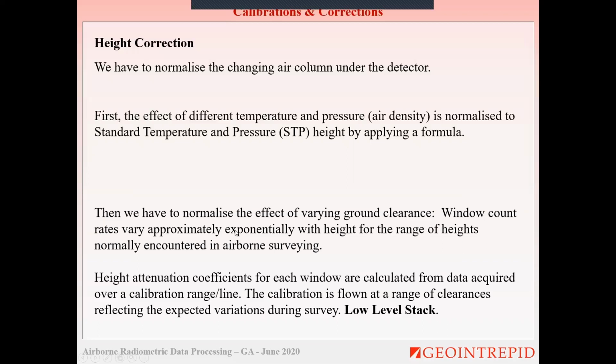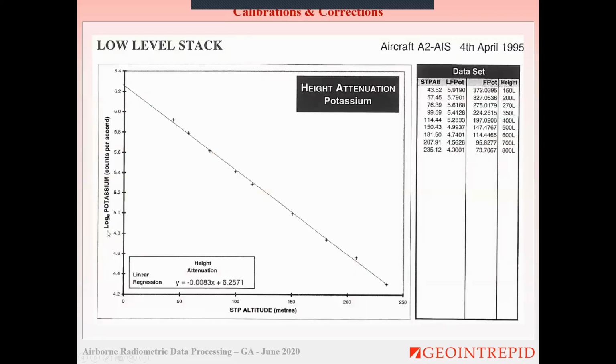So we have again a regression curve, but this time we plot the logarithms of the window or the channels per second against the standard altitude and pressure. That's already corrected the height. And then the regression line gives us the height attenuation coefficient for the specific channel or window. In this case, it's potassium. Here you see again as the heights, it's much lower than the high-level stack, so that's why it's referred to as the low-level stack.